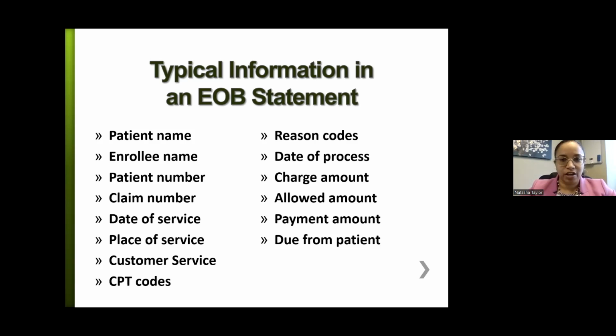And then your reason codes, your date of process, your charge amount, your allowed amount, your payment amount, and then the amount due from patient. The main thing you want to pay attention to on your EOB statement is the amount due from patient, and then the CPT codes. You want to see what exactly you're being billed for.